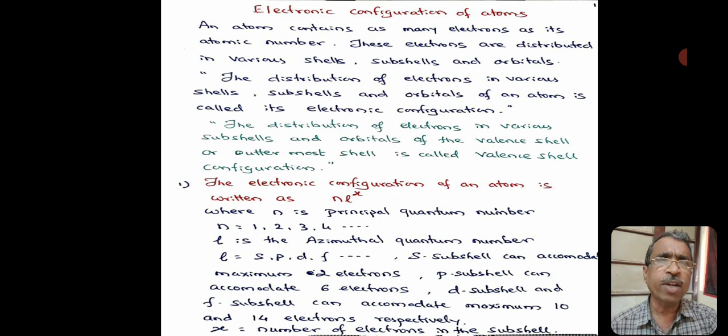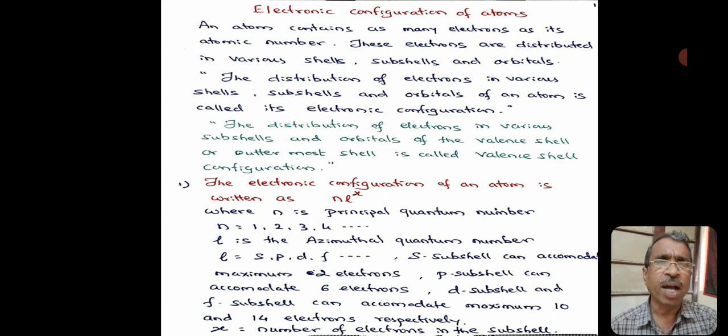The distribution of electrons in various subshells and orbitals of the valence shell or outermost shell is called valence shell configuration. The electronic configuration of an atom is written as nl^x, where n is the principal quantum number. Its value will be 1, 2, 3, 4 if the electron is present in the first shell, second shell, third shell, fourth shell and so on.